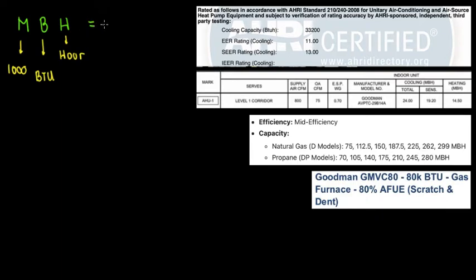This is going to be equal to 1000. The 1000 comes from M. And then this is going to be BTUs. And this is not times hour. It's divided by hour, which is an amount of energy flow divided by time. So this is 1000 BTUs per hour.